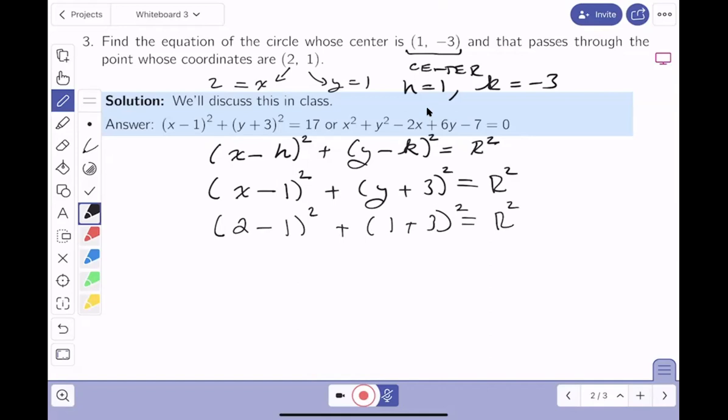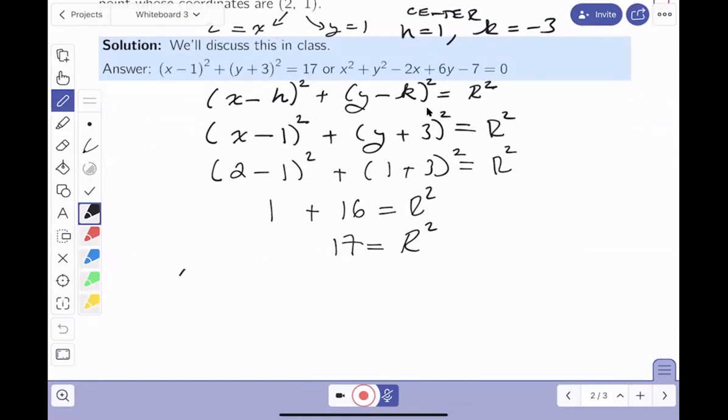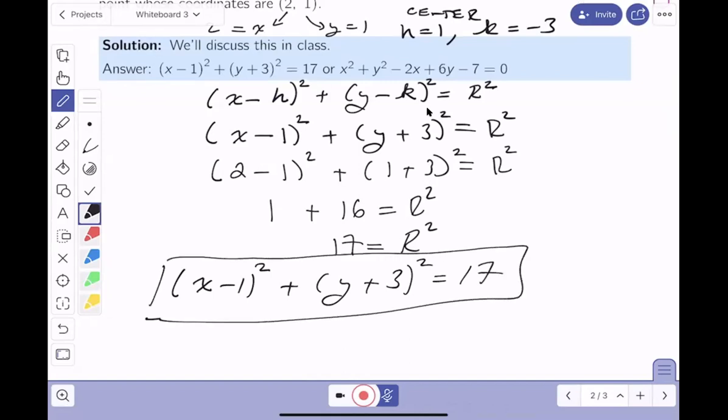Let's keep going. 2 minus 1 is 1, and 1 squared is 1. 1 plus 3 is 4, and 4 squared is 16. So I know what r squared is. It's 17. I'm sorry, I meant to say r squared. 17 does equal 17, by the way. Let's write our equation down now. It's x minus 1 squared plus y plus 3 squared equals r squared, which is 17. I'll put a box on it indicating it's an acceptable answer, but I do want to multiply it out.